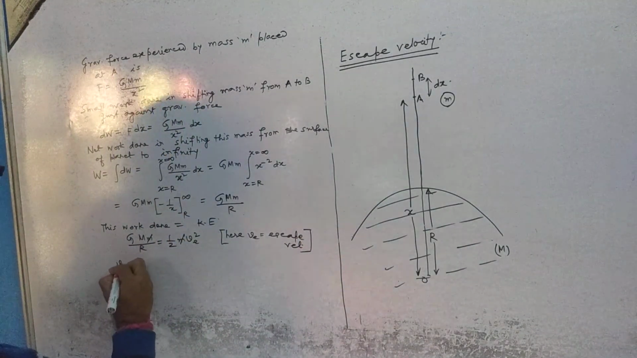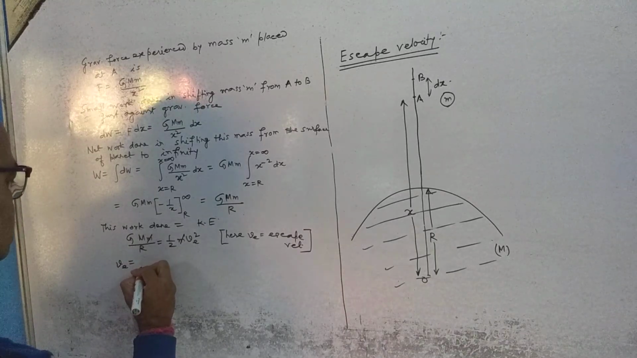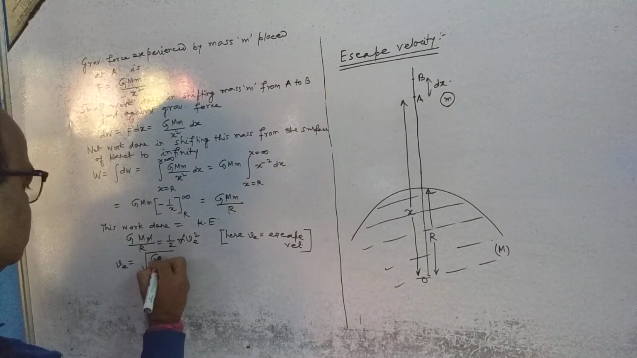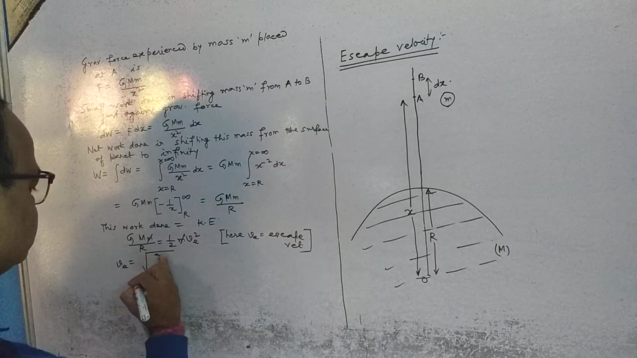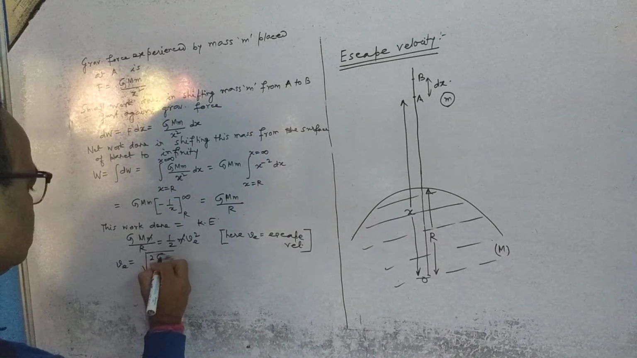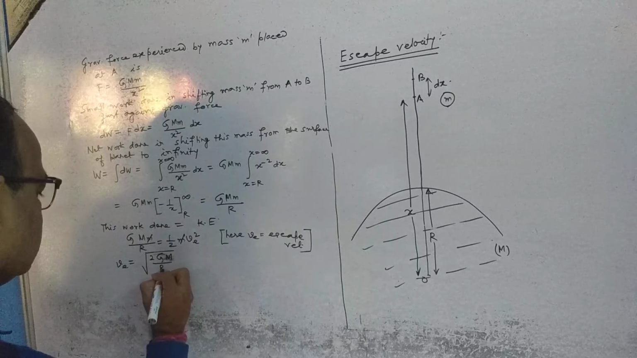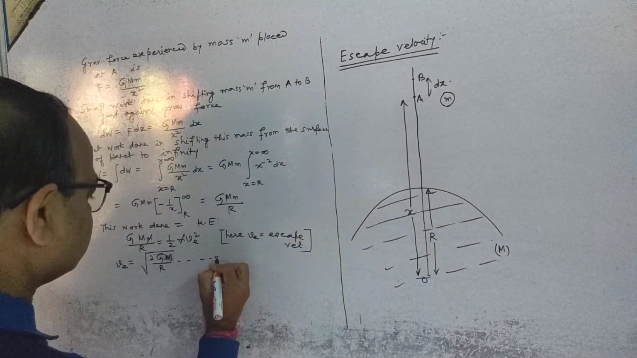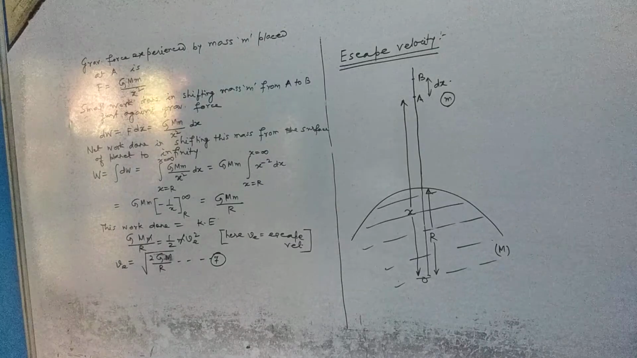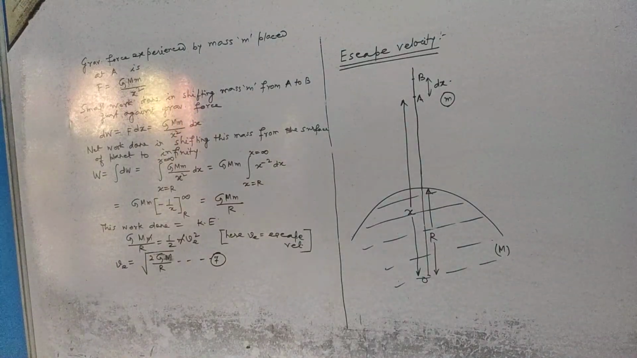So what is vE? Is it equal to root 2GM by R? I like this equation number 7. I think continuation में मैं जा रहा हूँ, मुझे लगता है इक्वेशन नंबर 7 होगा. अगर कुछ चेंज हुआ तो देख लेना. But as far as I remember, it should be equation number 7. Okay, fine. This is the velocity. This is the escape velocity we are getting.